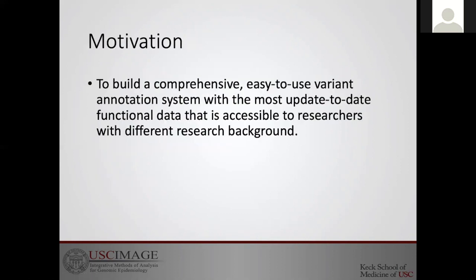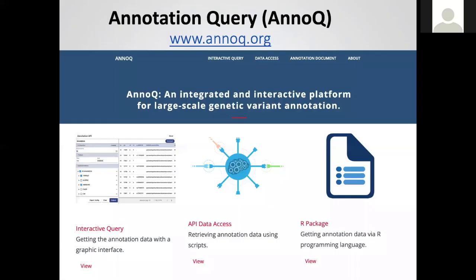The motivation for us is to build a comprehensive and easy to use variant annotation system with the most up-to-date functional data that is accessible to researchers with different research backgrounds. Here comes the annotation query. This is the homepage of the system. You can access the system through this URL, www.annoq.org.